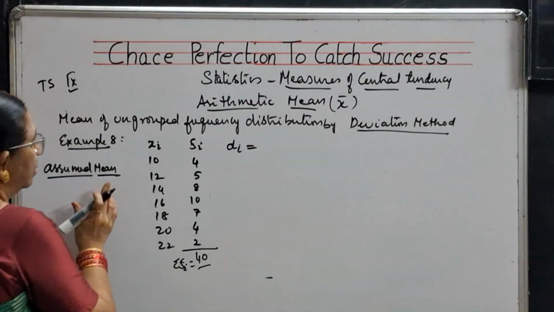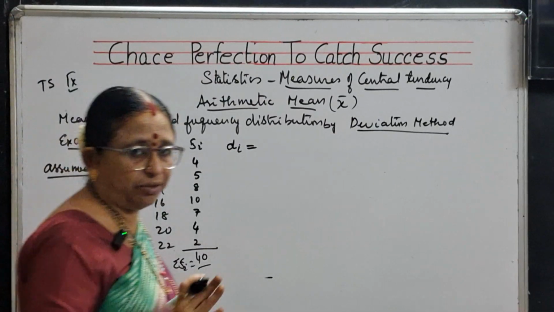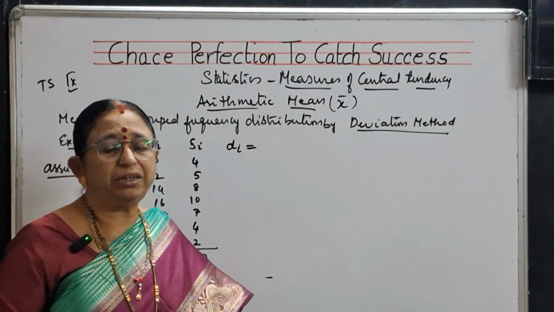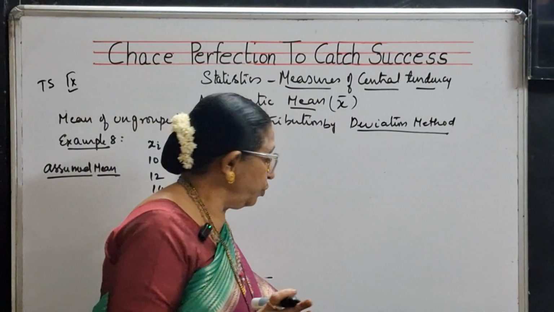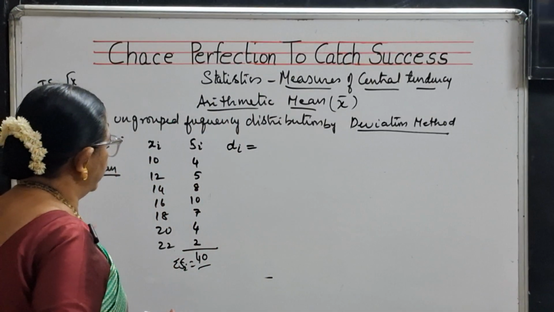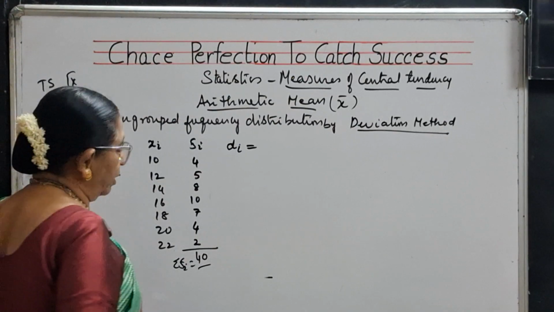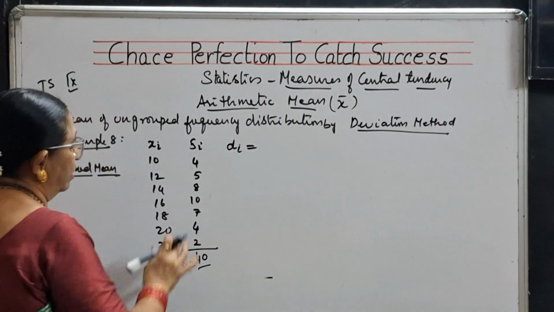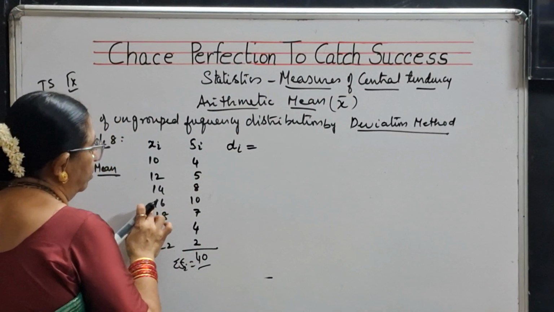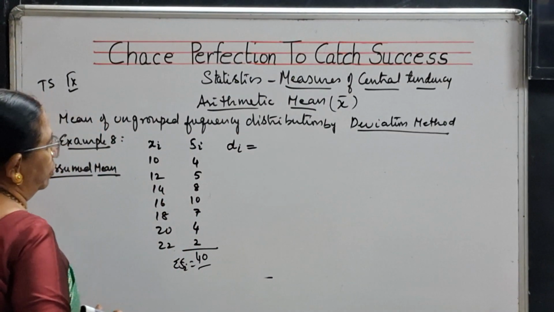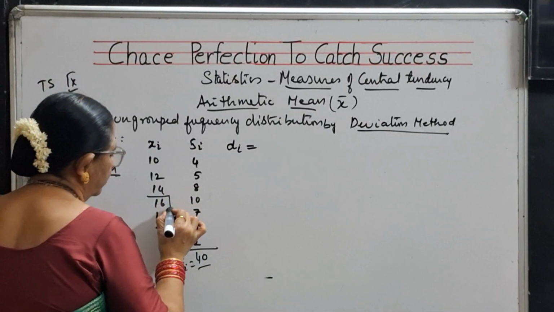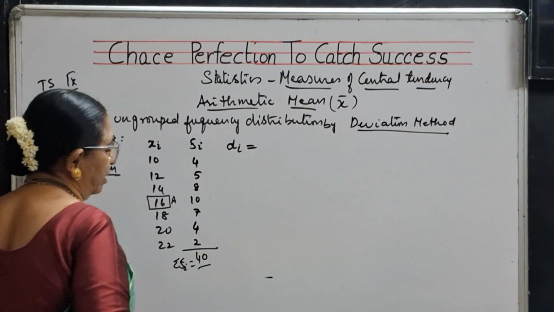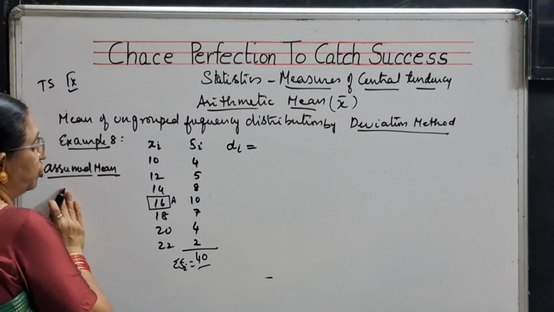Assumed mean means it is not actually the mean, children, but we are assuming that somewhere the mean is there. Usually we will be taking the assumed mean by observing frequencies. Where is the highest frequency? For that, what is the mid value? That is the xi value that we will be considering as the assumed mean. You call it capital A or small a. This is called the assumed mean, children.